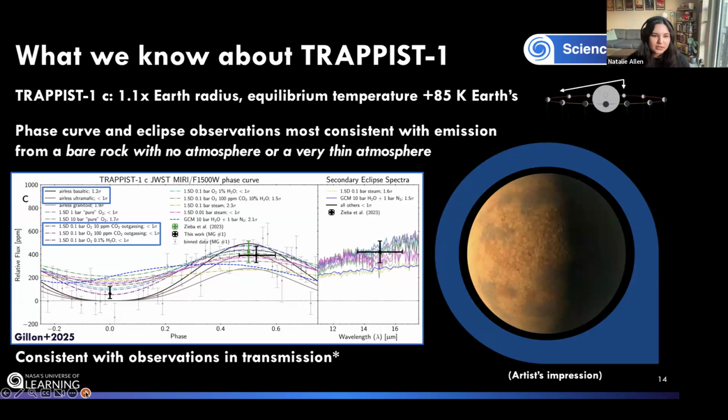And this one's a little bit less certain. So the phase curve and eclipse observations are most consistent, again, with emission from a bare rock with no atmosphere. But this would be a bare rock with a slightly different surface composition than TRAPPIST-1b, potentially a slightly different albedo or reflectivity. Or it's also consistent with a very thin atmosphere, maybe like a Mars-like atmosphere. It's pretty hard to distinguish between a very thin atmosphere and a bare rock from what we observe. So, yeah, it gets a lot more expensive at that point. But this is also consistent with observations in transmission. Next slide.